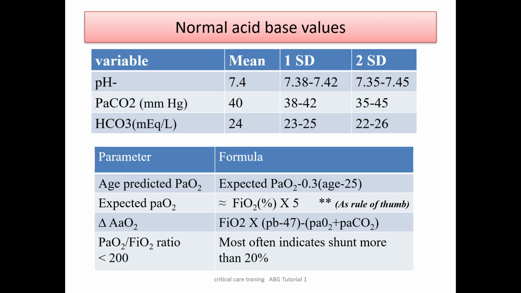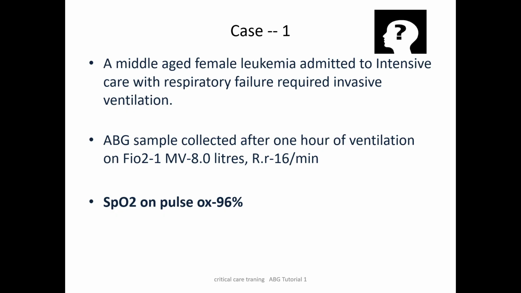Then the calculation of the alveolar-arterial gradient. The amount of oxygen in the alveoli, PAO2, and the arterial difference will help us find out whether the disease is because of hypoventilation or because of a diffusion defect. If the shunt fraction is more than 20%, the best thing to calculate is the PaO2 by FiO2 ratio, that is, partial pressure of oxygen by fraction of inspired oxygen. If it is less than 200, it's respiratory failure.